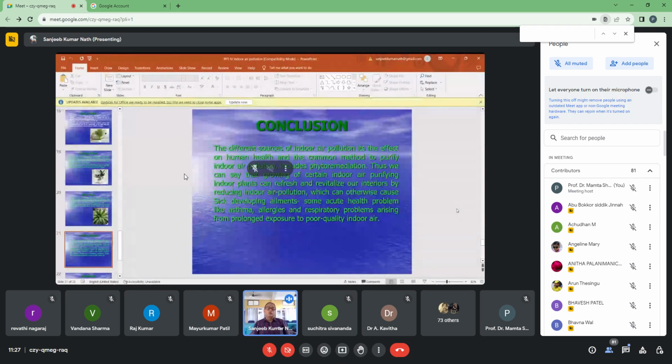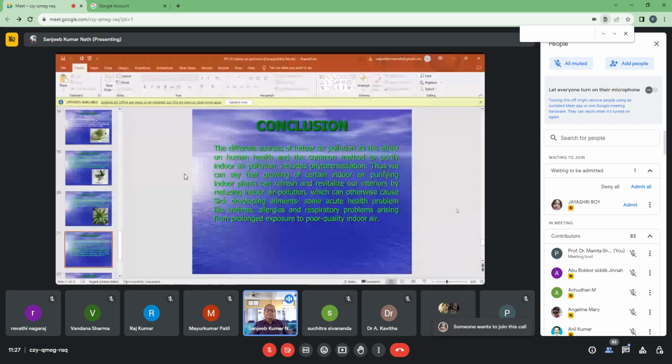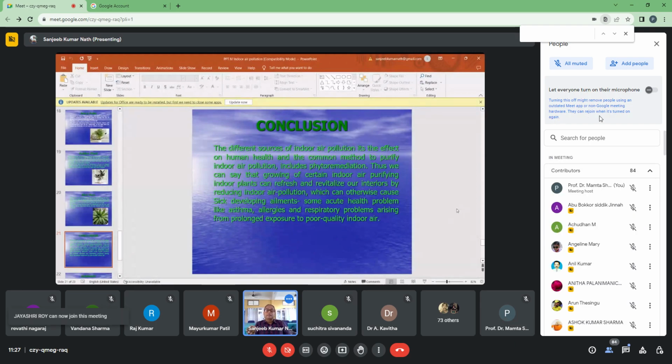So to conclude, we can say that the different sources of air pollution and its effects on human health, and the common methods to purify indoor air pollution, include phytoremediation. It's a very common one. So thus, we can say that growing certain indoor air purifying plants can refresh and revitalize our indoors by reducing indoor air pollution, which can otherwise cause ailments.